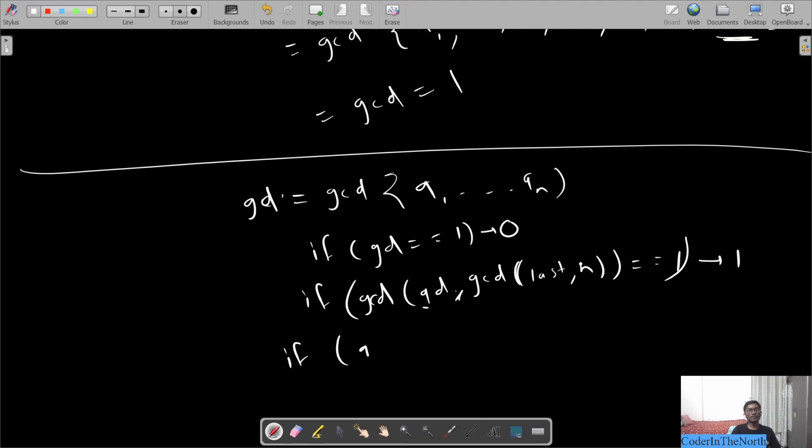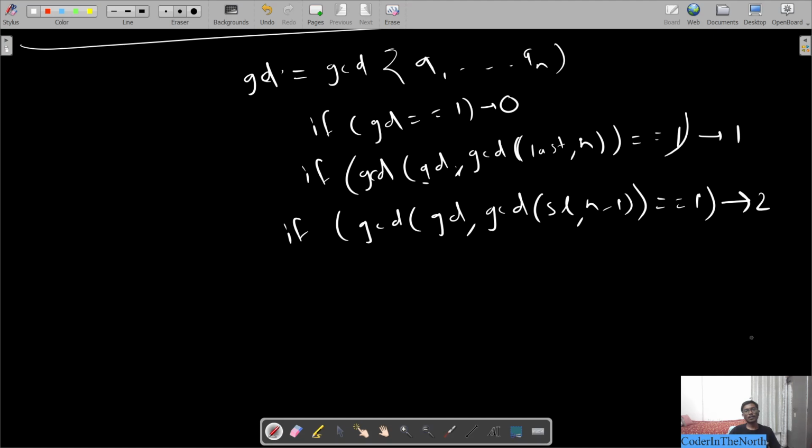Another case, if GCD of GD, comma, GCD of the second last number and n minus 1, if this is equal to 1, then it will be 2, and in other cases we just print 3, because 0 is the smallest number of operations we can have, then 1, then 2, and we already know that if I update the last two, the cost will be 1, 2, and adding them up will be 3.